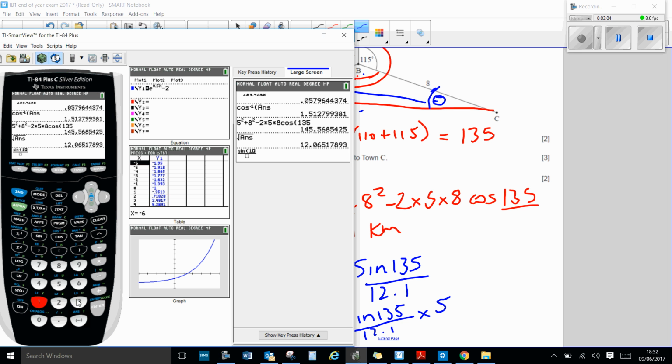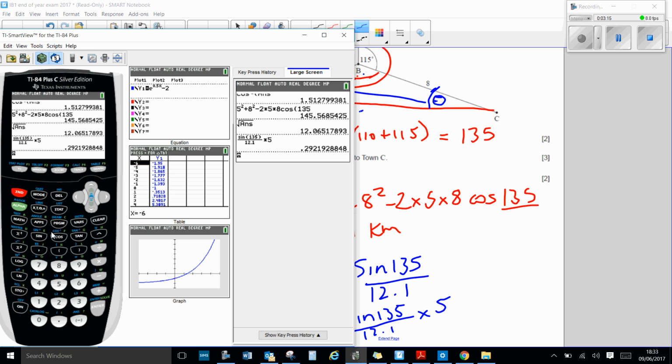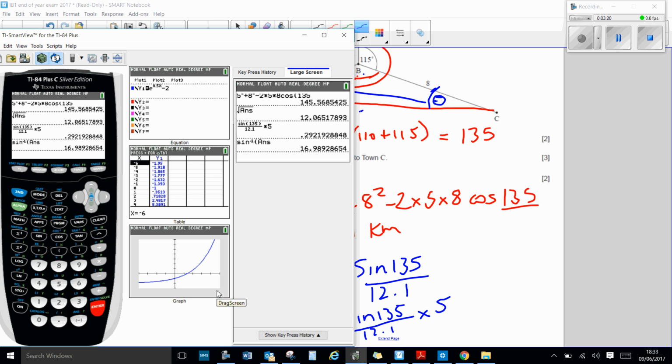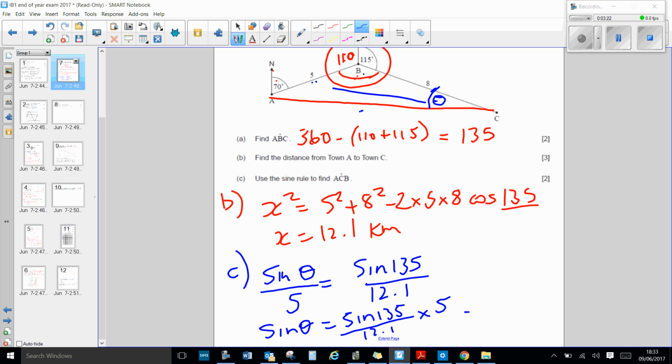Sine 135 over 12.1 multiplied by 5. And then obviously we inverse sine that. 16.98, so that becomes 17.0. And that's degrees.